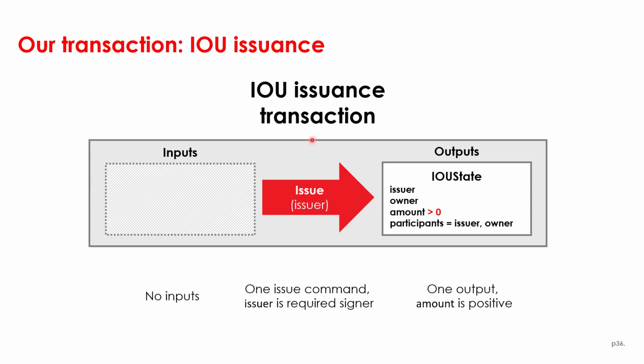So, well, here we go. Here is a great simplification of what we just looked at. So here is our IOU issuance transaction, no inputs. We have that rule that we saw, and you can go back and take a look again. The amount has to be greater than 0. We have one command, issue, with a required signer. And again, the output needs to be positive, and here are our participants. It doesn't really make sense for an IOU to equal 0 or less than 0.